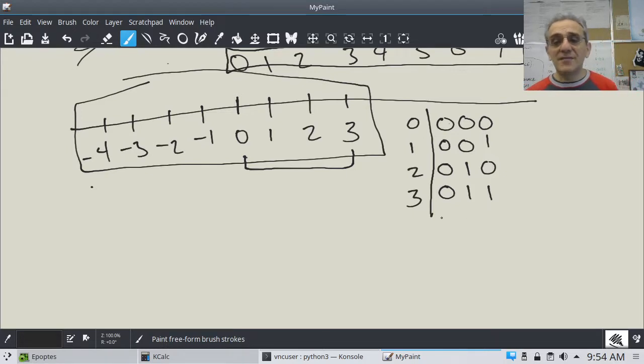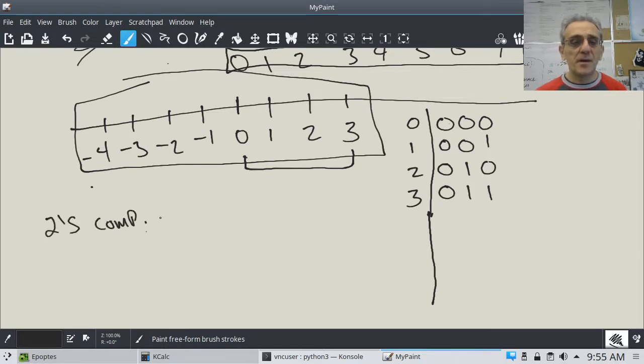Now, what about the negative numbers? In order to do this, let's start with negative 1. Let's write a positive 1. There's a procedure to go through, the 2's complement procedure. It's actually an inverse function. So for 2's complement, step number 1 is you flip the bits.